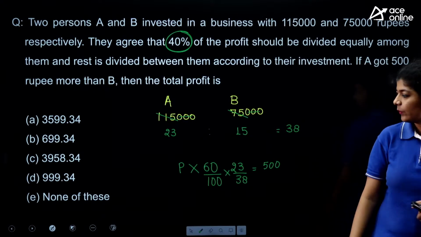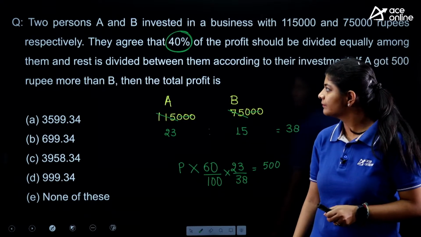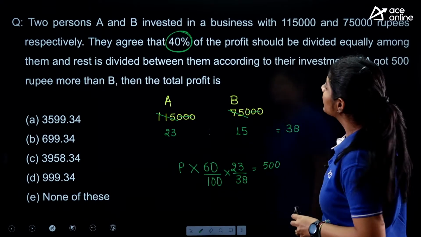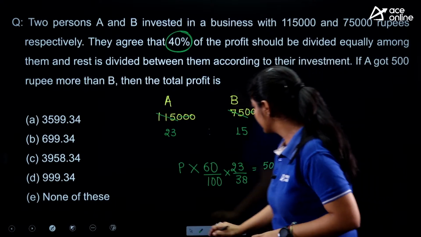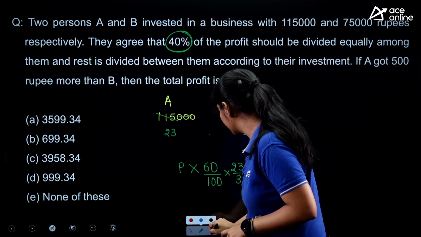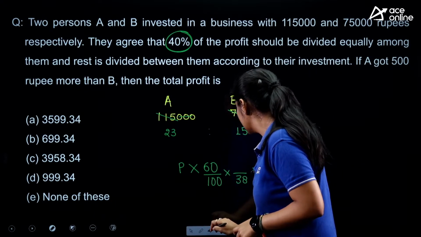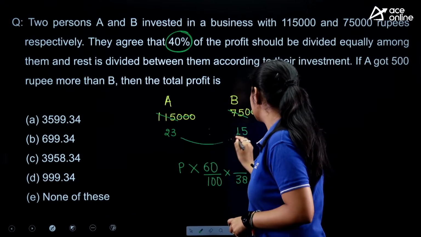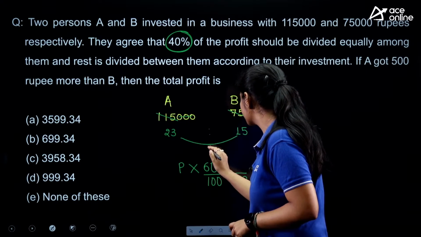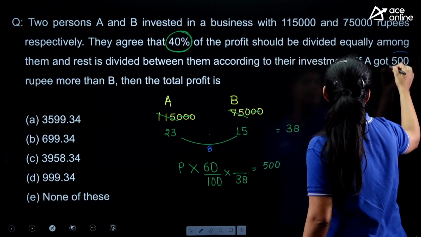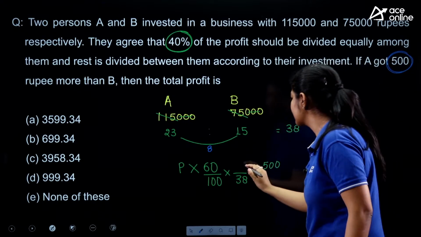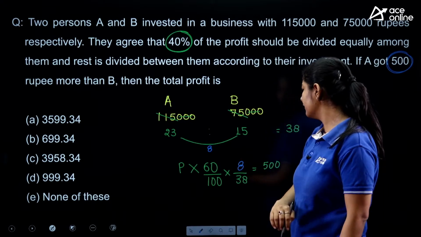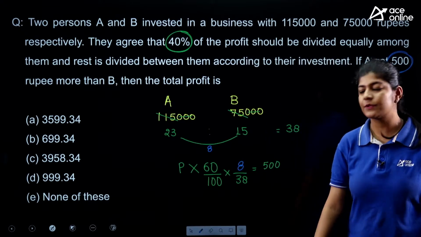Anyone, what is the value we are getting over here? Okay, wait. Because of the difference, here we need to write down the difference, not 23. Here the difference that we are getting is 8. Because of this difference, A got 500 extra. That means here we are getting a difference of 8. Now we need to solve this particular question.